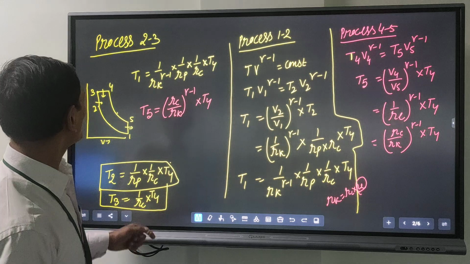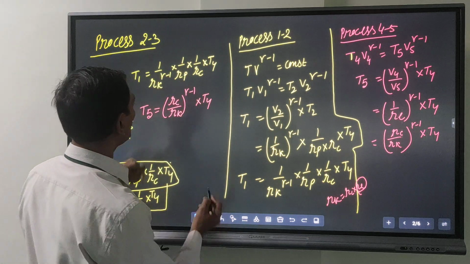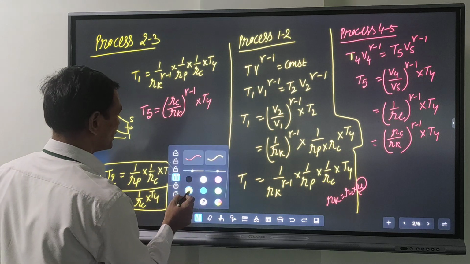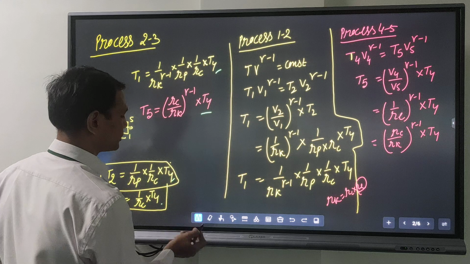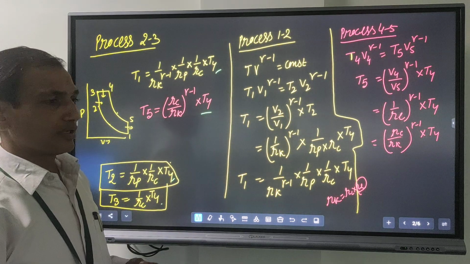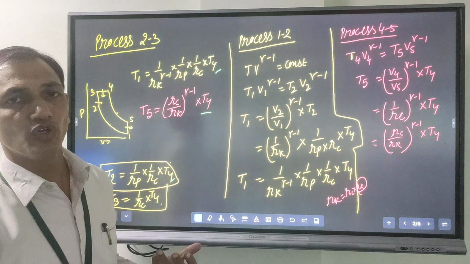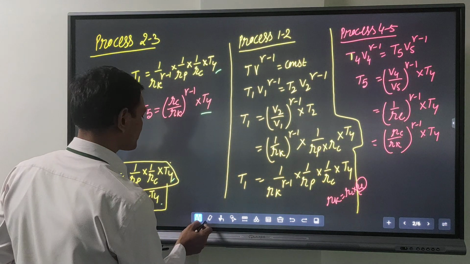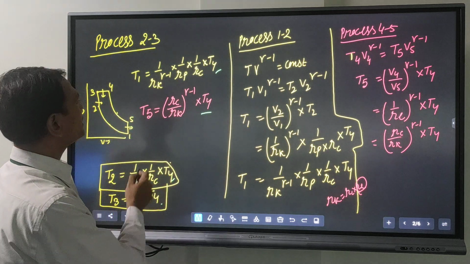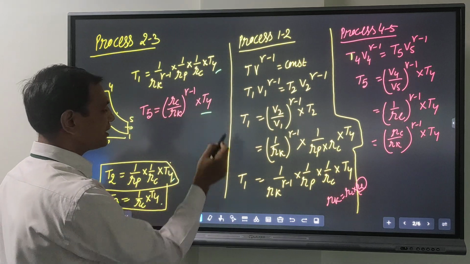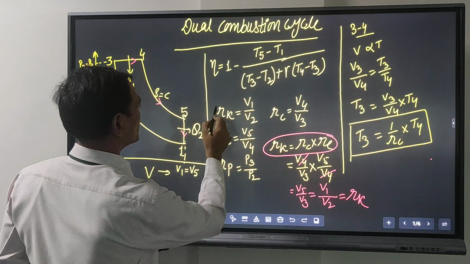I have found the value of T1, T2, T3, T5 in terms of T4, so I am not required to find out the value of T4. So put the value of T1, T2, T3, T5 in this equation.